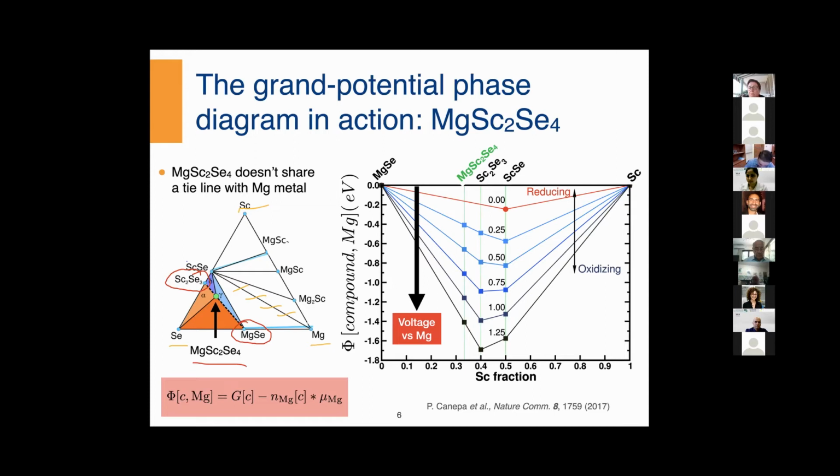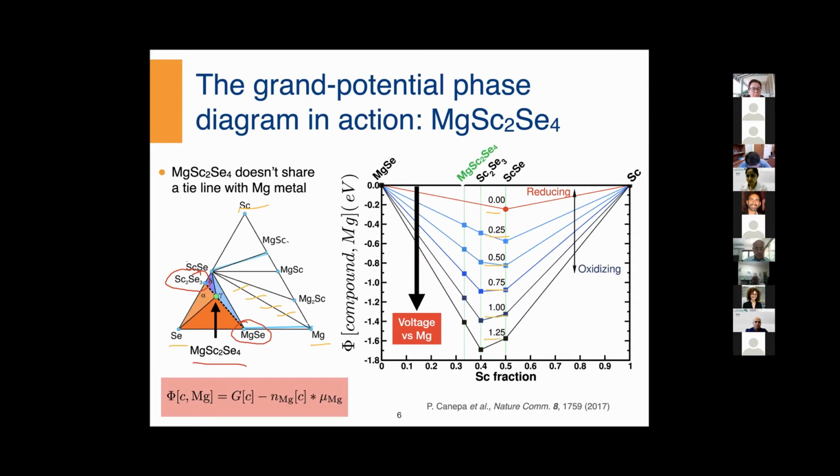And what you see here is obviously a reduction of coordinates from a two-dimensional phase diagram. We pass to a one-dimensional phase diagram. The only variable here is the scandium fraction. It doesn't matter too much. But what you should pay attention to are these numbers here. These are the voltage versus magnesium.